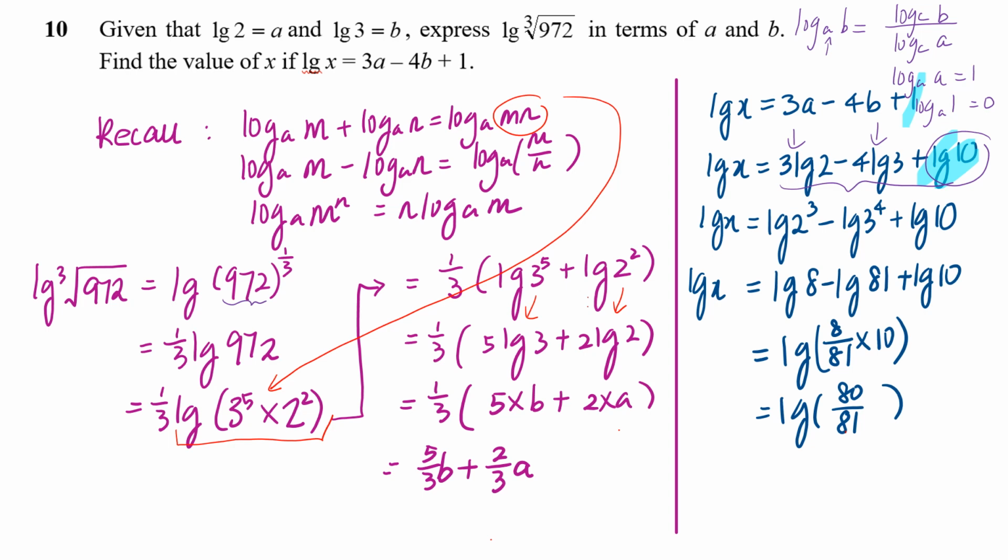Alright, so 2 to the power of 3 will be 8. 3 to the power of 4 is 81. So here you can just apply the quotient law, which gives you 8 over 81. And from there, you will have log 8 over 81 plus log 10. Right, so in this step here, you can apply the product law to get this. And since you have a single log on the left, single log on the right, therefore x is equal to 80 over 81.